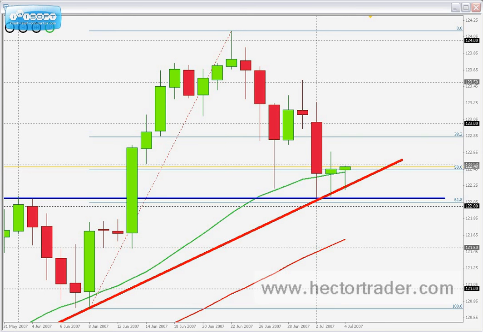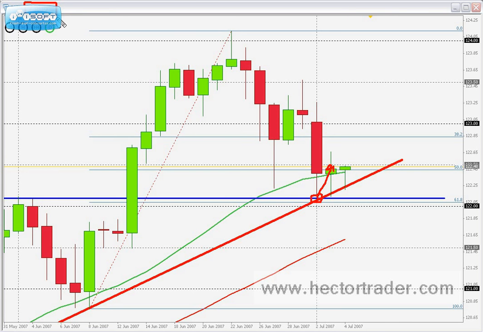As you can see, immediately after touching this level, we've seen like a 50 pip bounce up to the upside. Please always bear in mind that this is a daily chart, and 50 pips on the daily chart is nothing. If we were talking about the 30-minute chart, that bounce would have been 10, 12, 15 pips, no more.